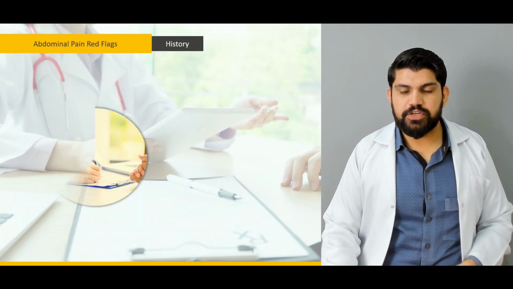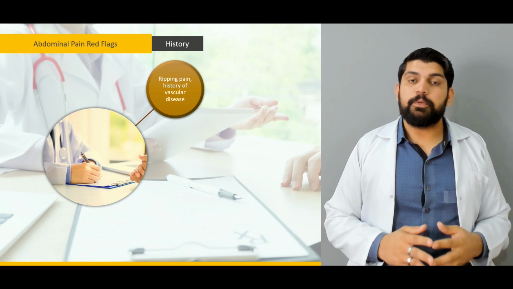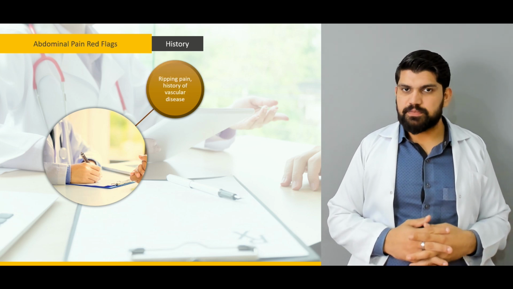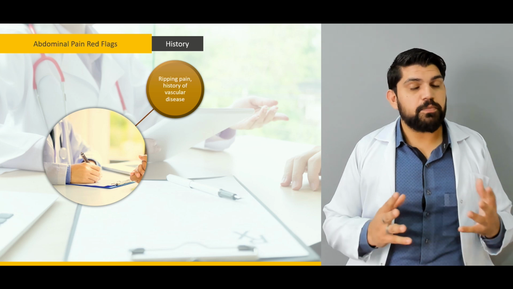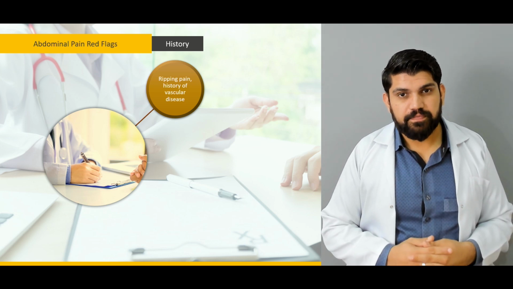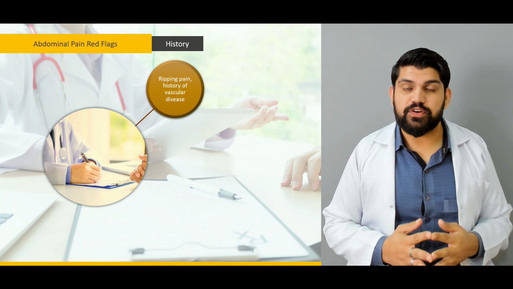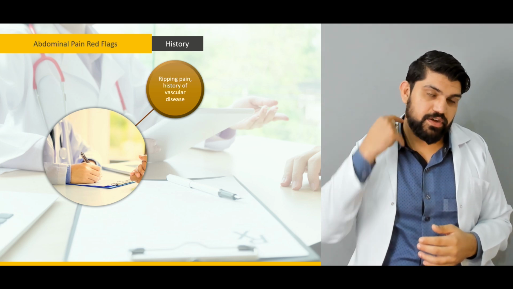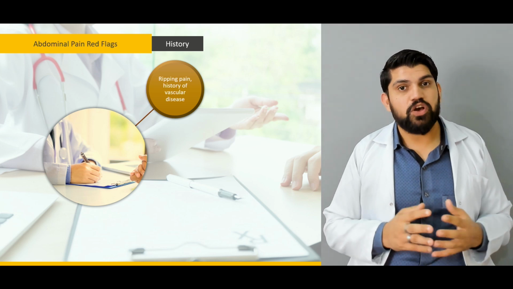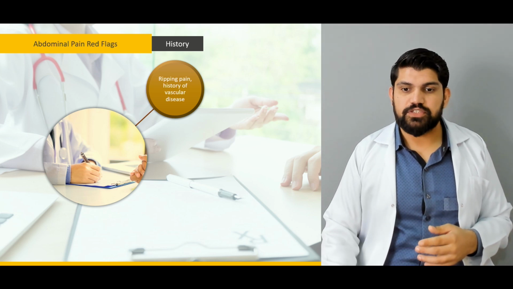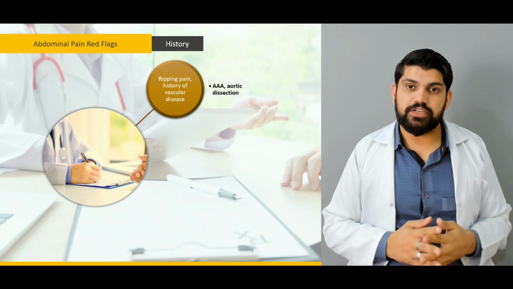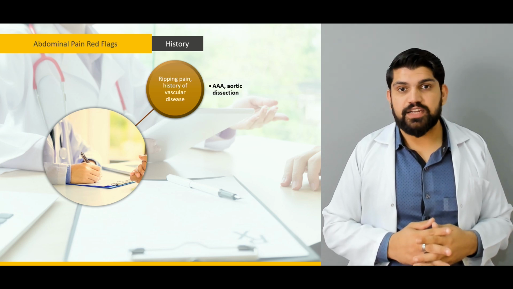So red flags continued. Ripping pain, history of vascular disease before. What is the most common cause of mesenteric ischemia? Atherosclerosis, as it goes around for coronary arteries. Most common cause, atherosclerosis. So ripping pain, abdominal aortic aneurysm, aortic dissection.